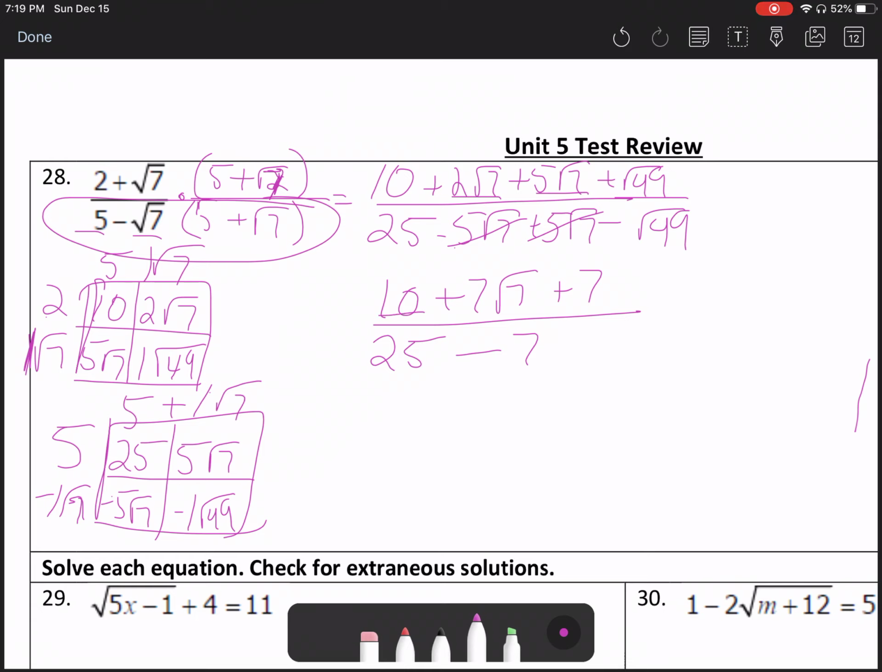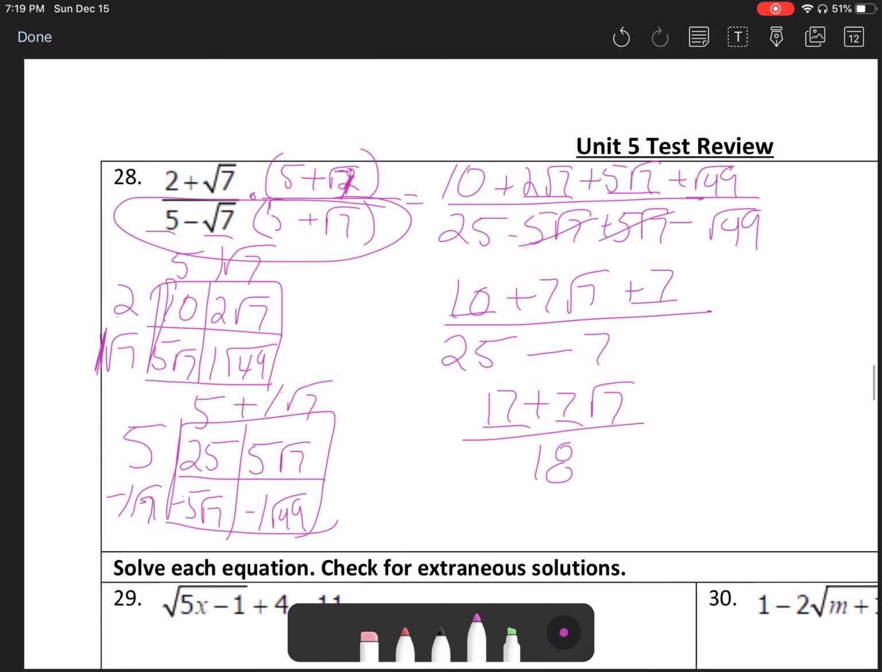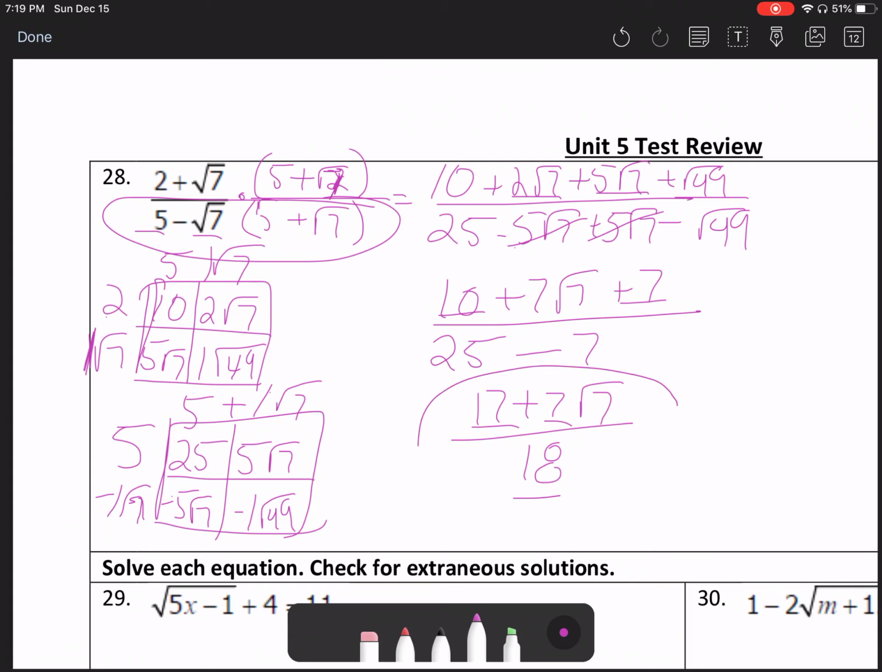I simplify further. 10 plus 7 is 17 plus 7 radical 7. Ooh, it's a lot of 7s. And then 25 minus 7 is 18. I look at the numbers on the outside just to see if they have a common factor. They do not, so that's my final answer, and that is division.